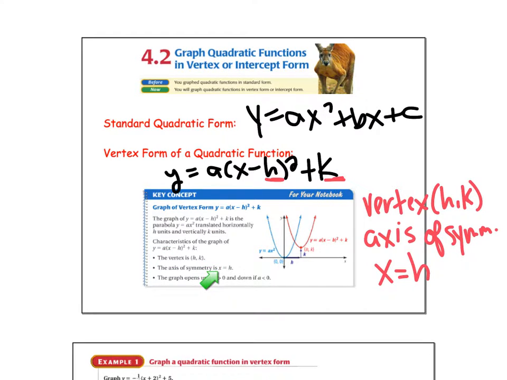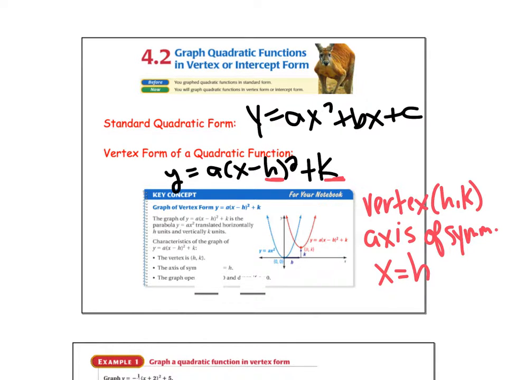Again, your axis of symmetry is where your vertex lies, and so you can say x equals the h coordinate. And again, as in standard form, this parabola will open up if your a value is greater than 0, and it will open down if a is negative.